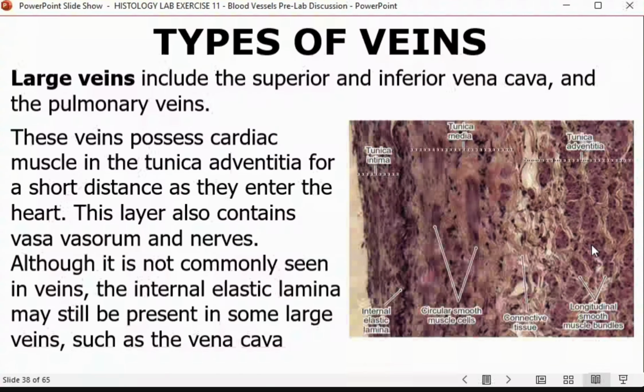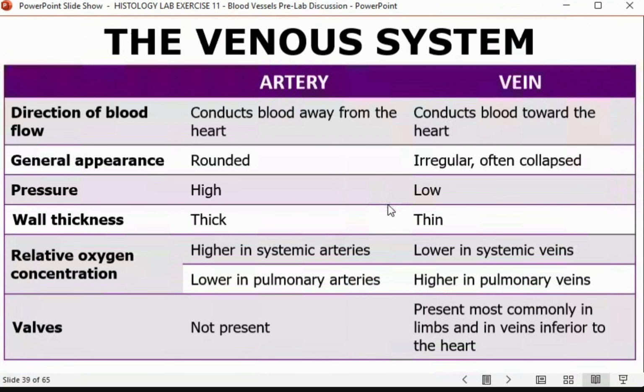Then you have your large veins, which include your superior and inferior vena cava and your pulmonary veins. These veins possess cardiac muscle in the tunica adventitia for a short distance as they enter the heart. This layer also contains vasa vasorum and nervi vasorum because they are large. Although it is not commonly seen in veins, the internal elastic lamina may still be present in some large veins. Like here, as you can see, it has an elastic lamina.